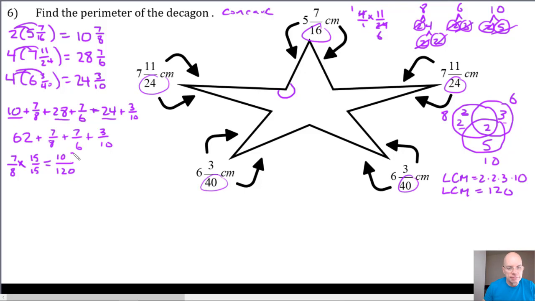7 times 15 is 105. So do that with 7/6 and 3/10, multiplied by some version of 1 in order to get each of those in terms of 120ths. And try to use the Venn diagram to your advantage like I just did. If you weren't sure what I did, you can always back up the video a little bit. Find these equivalent fractions, complete the addition, and then make sure your answer is in simplest form, and come back after the pause and see how you did.